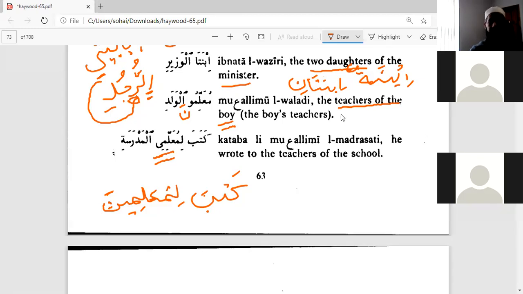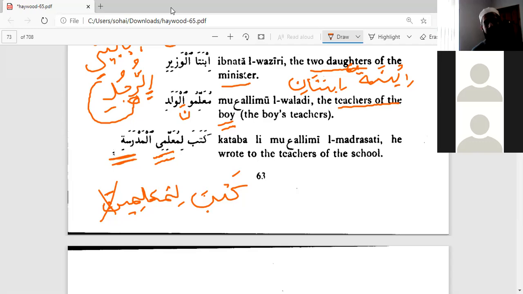So it was kataba li muallimina, but we want to make muallimina mudaf because we want to say the two teachers of the school. So when we add al-madrasati, the noon drops, so it becomes kataba li muallimi l-madrasati, and then we add the kasra to the ya, so it could join directly onto the lam.